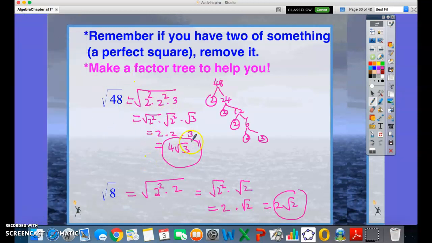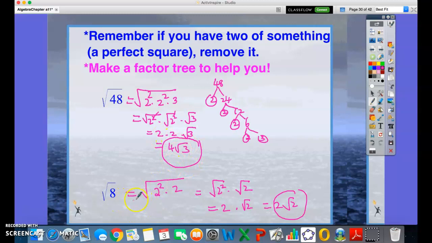Square root of 48, when I made the factor tree, I got 2 squared, 2 squared, and then 3. So you pair up the 2 squared and 2 squared and then 3, right? Because of the product property, I can rewrite this as square root of 2 squared times square root of 2 squared times square root of 3. If you have 2 of the same thing, you can remove it. The square root and square root cancel out. So this will be 2 and this is 2 and this will be square root of 3. So the answer is 2 times 2 is 4, 4 square root of 3.